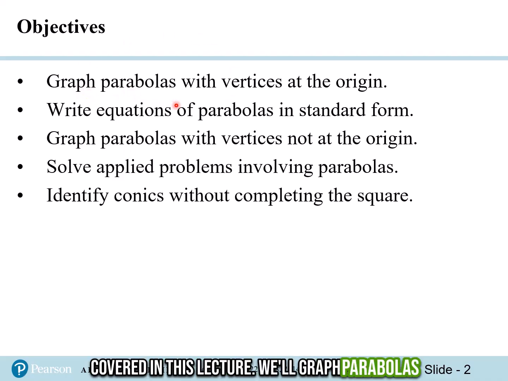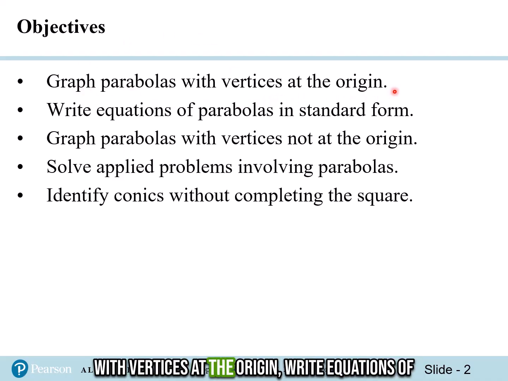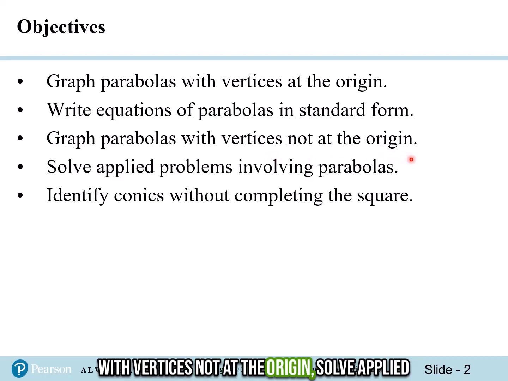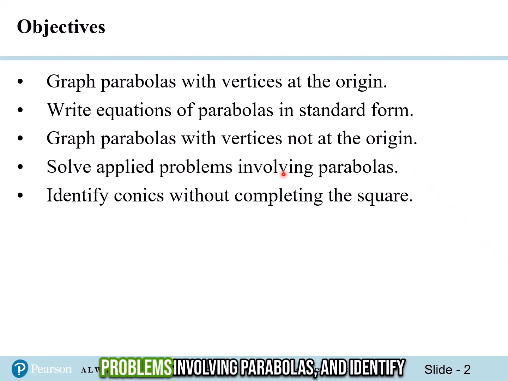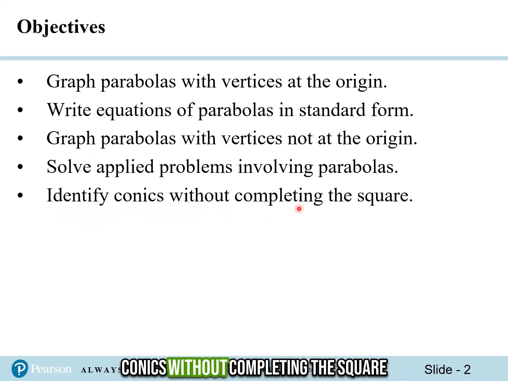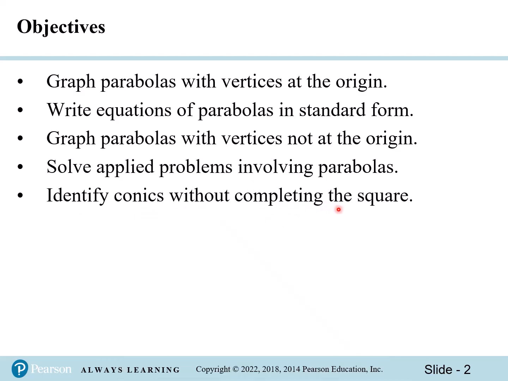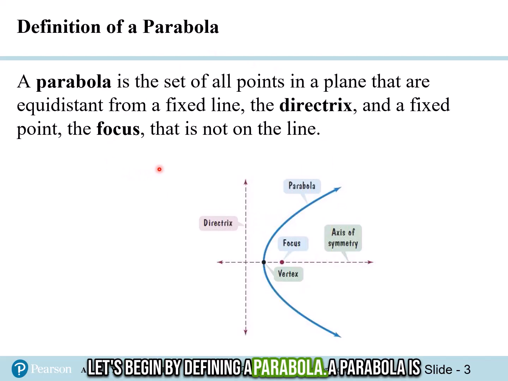We'll graph parabolas with vertices at the origin, write equations of parabolas in standard form, graph parabolas with vertices not at the origin, solve applied problems involving parabolas, and identify conics without completing the square. Let's begin by defining a parabola.